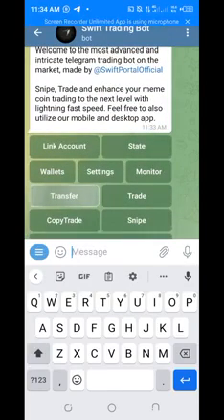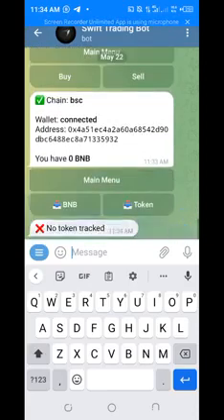Okay. Monitor. This monitor means monitoring your trade. When you click on it, it tracks all the trades you are trading at that particular moment. Okay, so that is basically all for now, and that is all about this Swift trading bot.